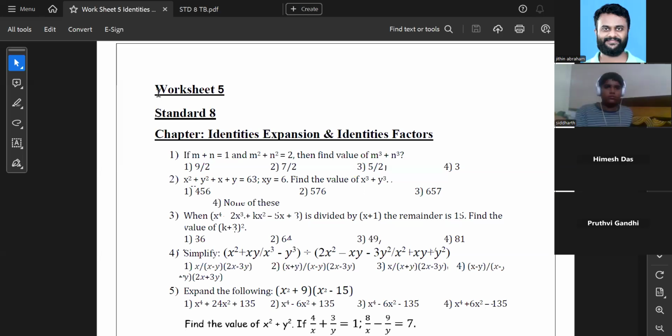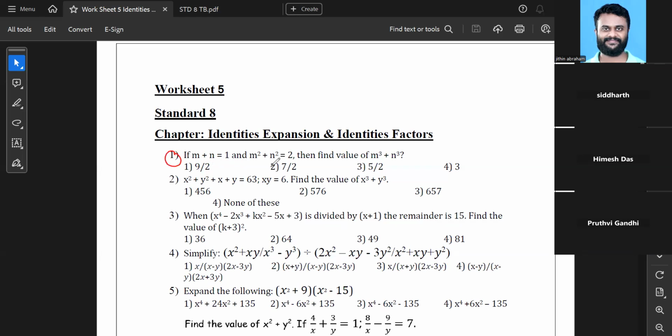Okay. So, dear children, let's start with this. The first problem. We know that m plus n is equal to 1. They have also said that m square plus n square is equal to 2. Then we are supposed to find the value of m cube plus n cube.